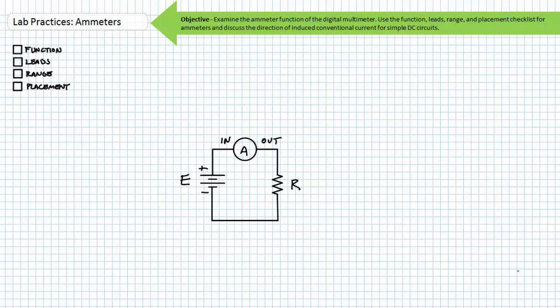If it seems like I'm making an unusually big deal about the simple difference between across and through, I am, for very valid reasons. An ammeter incorrectly employed in a circuit may damage your circuit, your meter, or you. The difference between careful and correct application of the function, leads, range, and placement checklist when it comes to ammeters may save your life or property.